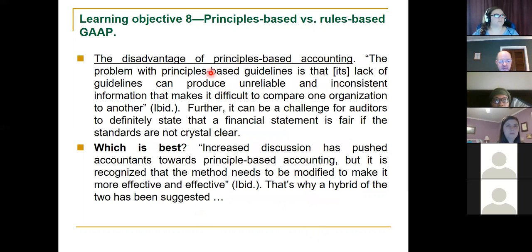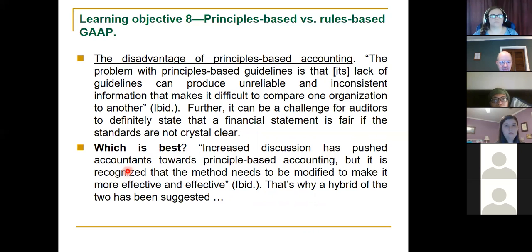the disadvantage of principles-based accounting. The problem with principles-based guidelines is that its lack of guidelines can produce unreliable and inconsistent information that makes it difficult to compare one organization to another. Further, it can be a challenge for auditors to definitely state that a financial statement is fair if the standards are not crystal clear. Which is best?